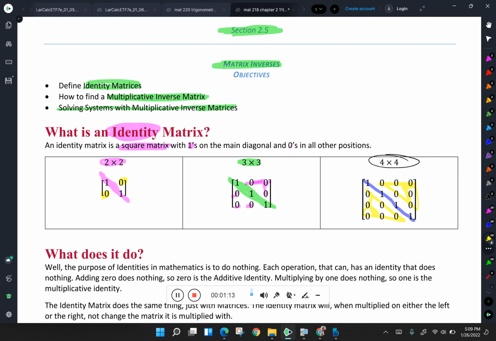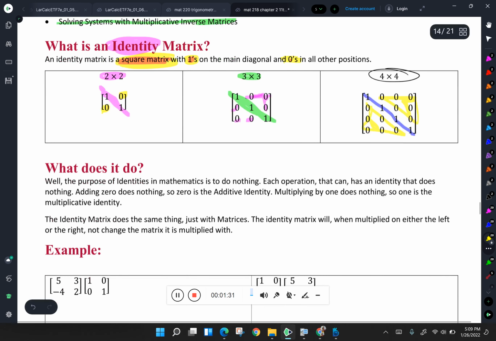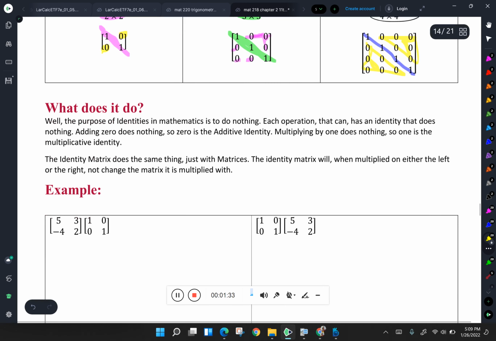4 by 4 isn't the biggest. They could go bigger. They could be a 5 by 5, a 6 by 6, but they do always have to be square, and it will always work out because they're square that the ones are in the main diagonal and a whole bunch of other zeros. Okay? All right, so let's take a look at what's going on here. What is the purpose of an identity? What does an identity do?